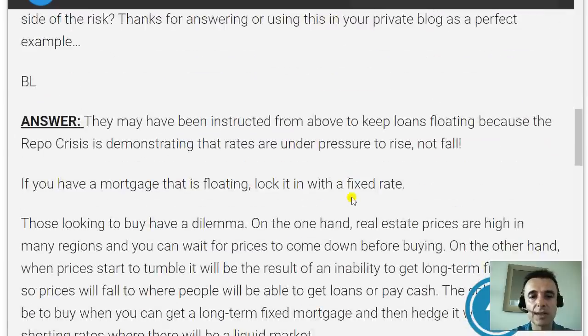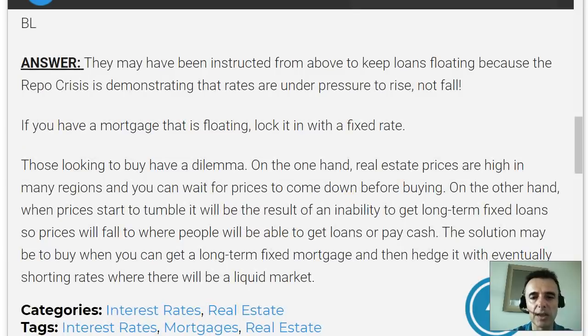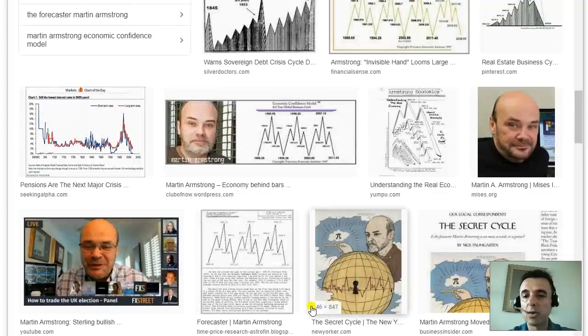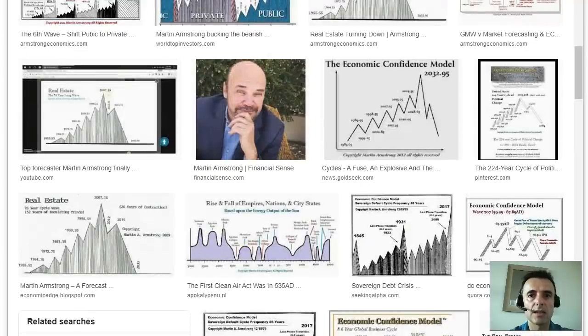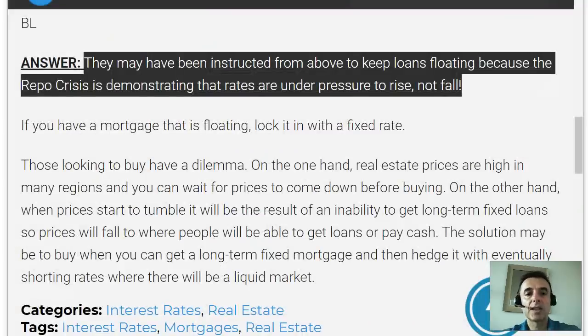So the answer is much better than the actual question, because the question is kind of confusing, but I know what they were trying to say here. So good old Martin Armstrong says the following. He says they may have been instructed from above to keep loans floating because the repo crisis is demonstrating that rates are under pressure to rise, not fall. Exactly what I said before.